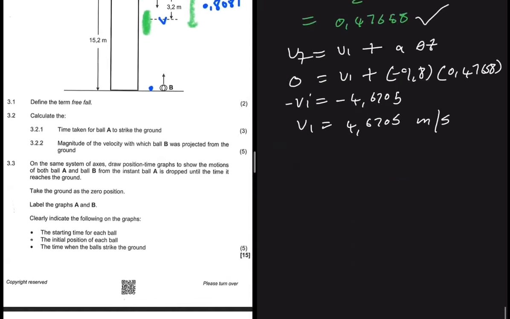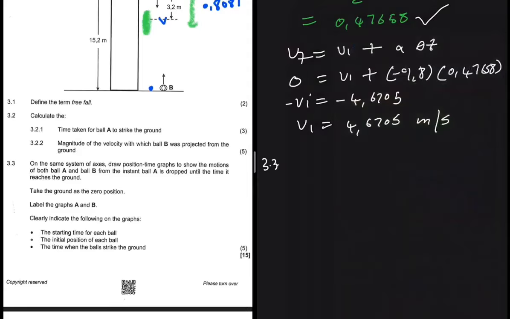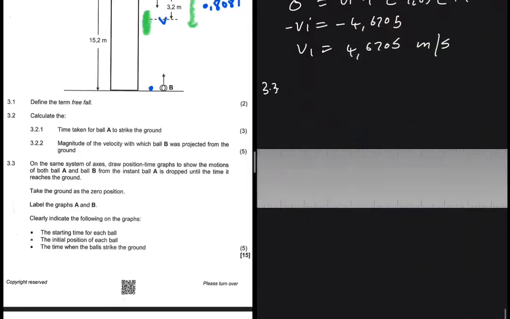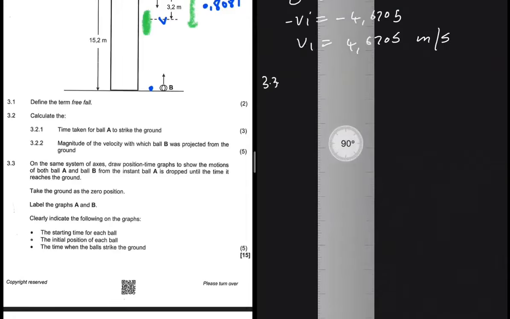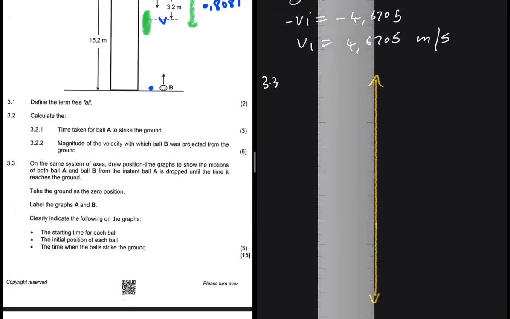Now the last question, 3.3. So on the same system of axes, let's draw the position-time graphs to show the motions of both ball A and B from the instant ball A is dropped until the time it reaches the ground. Let's take the ground as the 0 position, right? Because usually they will say let's take the ground as our reference point, and that will lead to a lot of ambiguity. What do they mean? You know, reference point. Are we taking it as 0? What is happening? But then when they say we must take it as the 0 position, that is clear. There is no ambiguity. You know exactly what is expected of you.